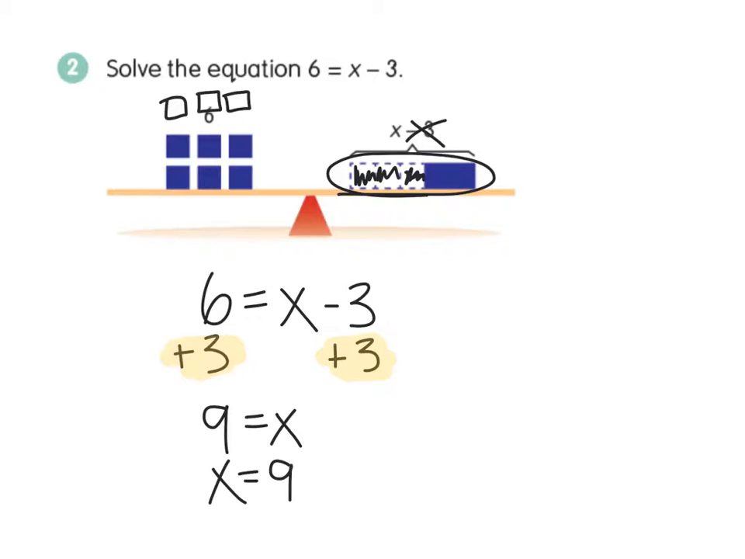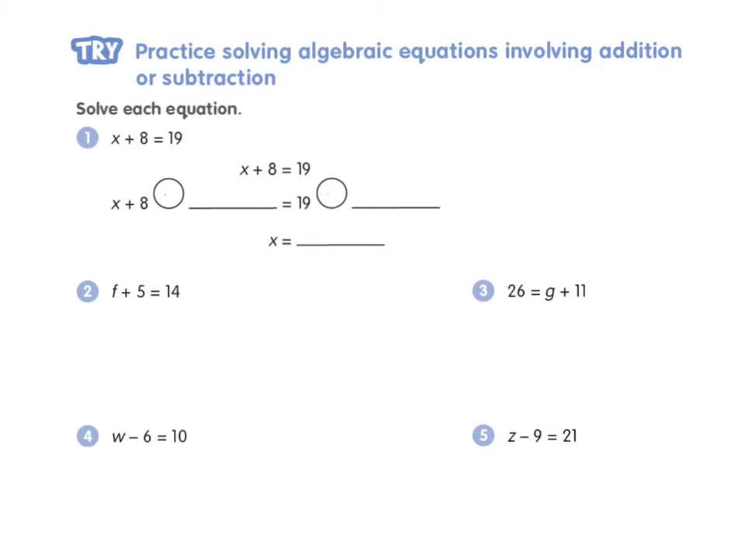All right, I have a few problems for you guys to try on your own. Here they are. Go ahead and pause the video and give these 5 problems here a try. Make sure to show your work for each step. All right, here are the answers. Go ahead and check your work, see if you got the same answers that I did.